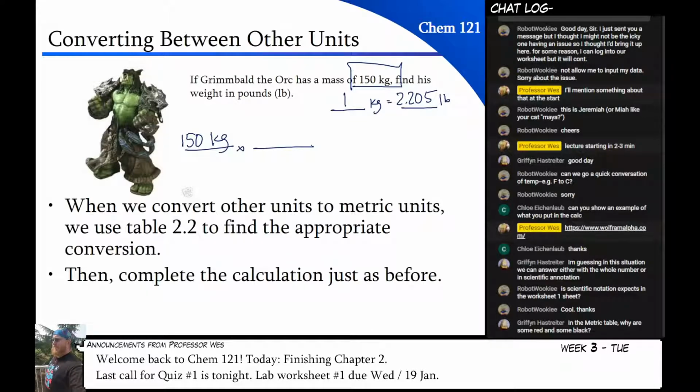And I can do the conversion. I don't want kilograms, so we'll put this on the bottom to cancel it. And we'll convert to pounds, and then we'll fill in the numbers. So that, again, 1 kilogram, 2.205 pounds. And the number I get when I do that, it looks like it's going to be 330.75 pounds. There's my answer.